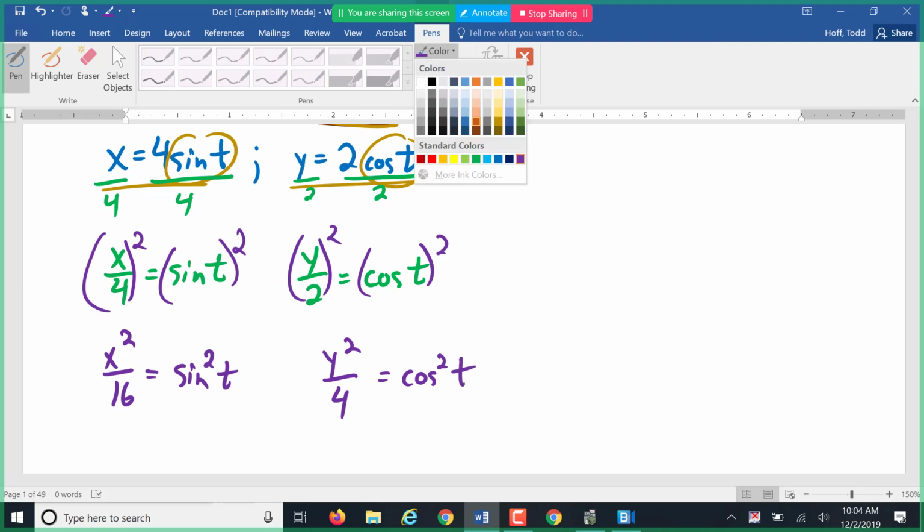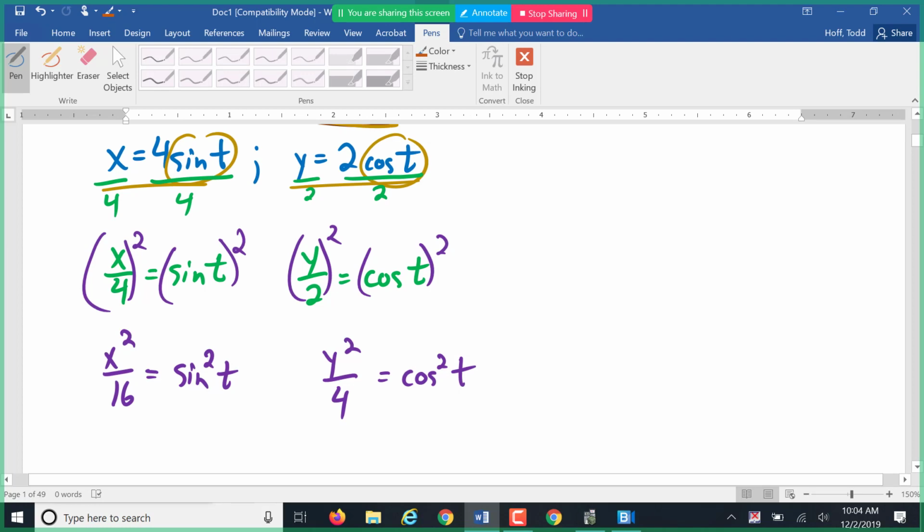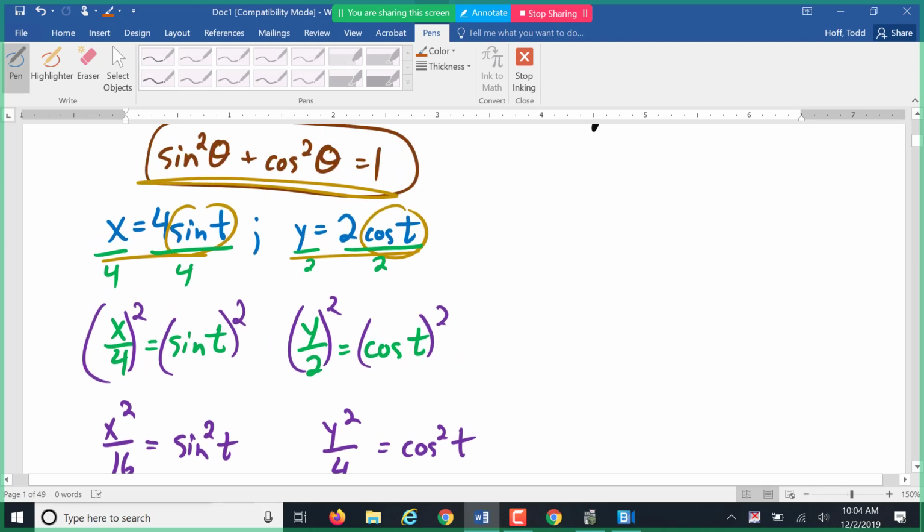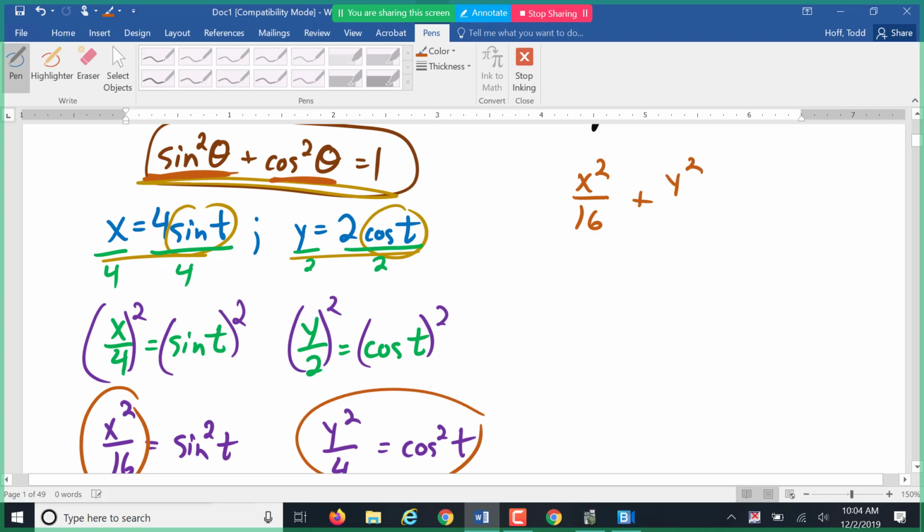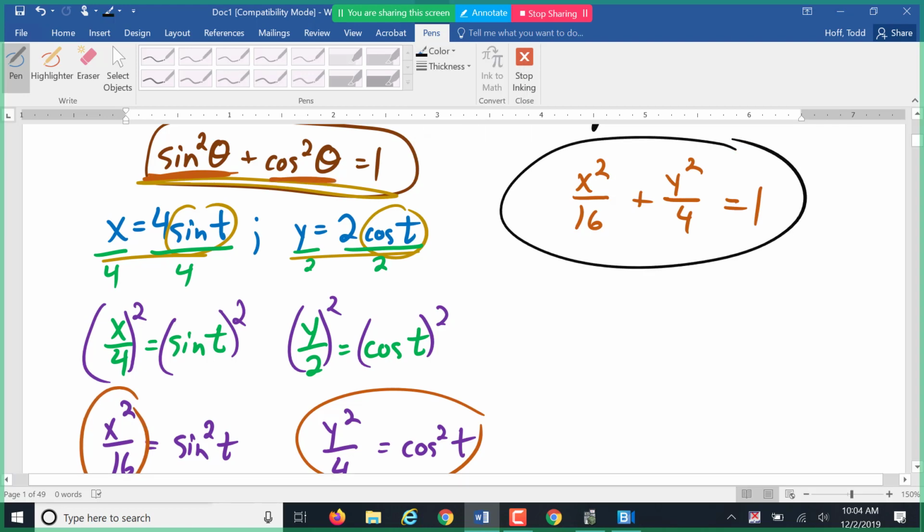And now I can substitute them into this trig identity up here. Sine squared is going to be x squared over 16, plus cosine squared, we saw down here, is y squared over 4, and that equals 1. Now, you might recognize this from the last couple weeks. That is the standard form of an ellipse. So by removing the parameter, we see what form of an equation that gives us.